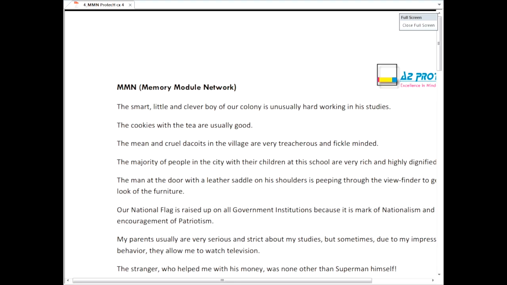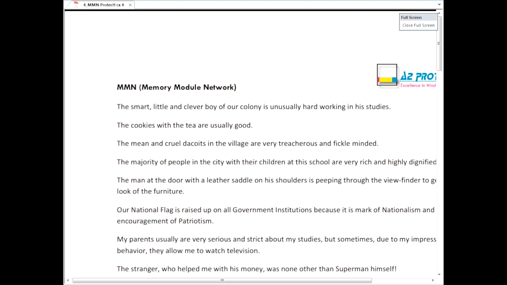Don't waste time. MMN works like that. The faster you do, the best you get. Okay? Are you reading or are you telling me? Reading. Okay. Don't look at the screen and you tell me. Ready? Start. The smart little and clever boy of our colony is unusually hardworking in his studies. Okay. Now tell me.